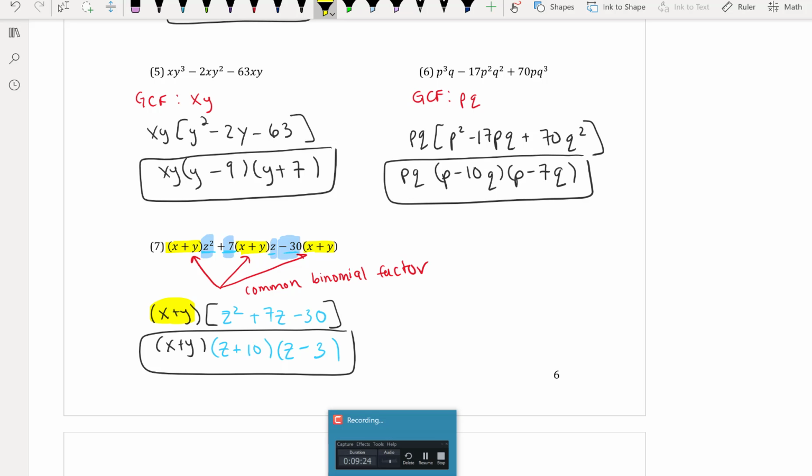So that is section 6.2. Hope that helps.